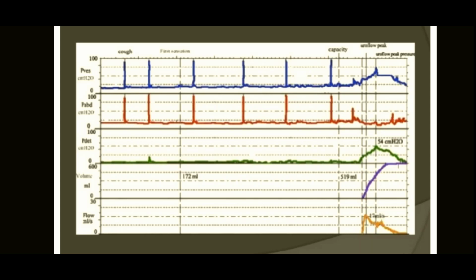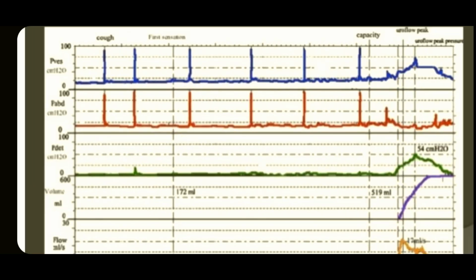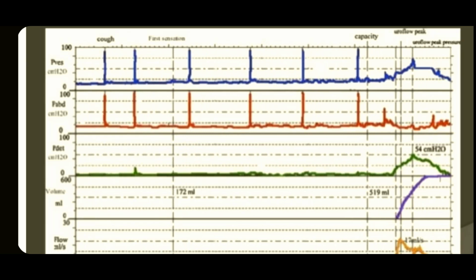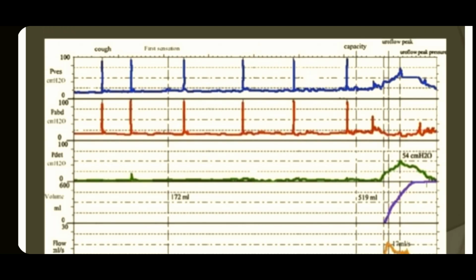See above on the chart, the patient is told to cough. There are different maneuvers that the patient is undergoing, and this is when they check. So the first sensation for this patient is at 172 ml. The capacity of the bladder for this patient is 519, where the patient has the strongest desire to void, and then the patient is asked to void. Okay.